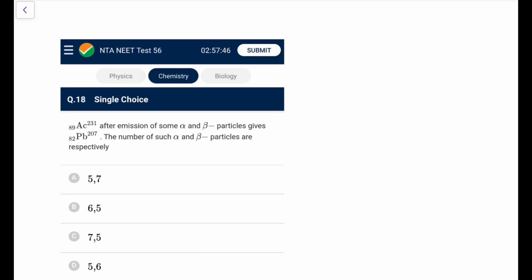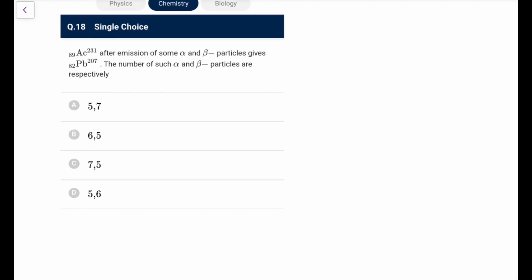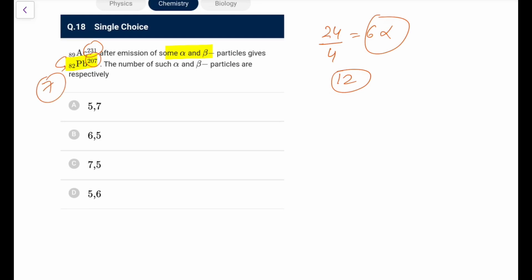So next question number 18. 231 actinium, maybe AC is actinium, some alpha and beta comes into lead, the number of alpha and beta. So I just told you yesterday also, this is 231 to 207, the change is of 24, each alpha changes by 4, mass number changes only by alpha, so 25 by 4 is 6 alpha. So alpha is 6, and this leaves you with one option, but let me solve it again. 6 means there's a drop of 12, but here the drop is only of 7, that means there's a difference of 5, so 5 beta negative particles will be there. So 6 and 5 you can do.